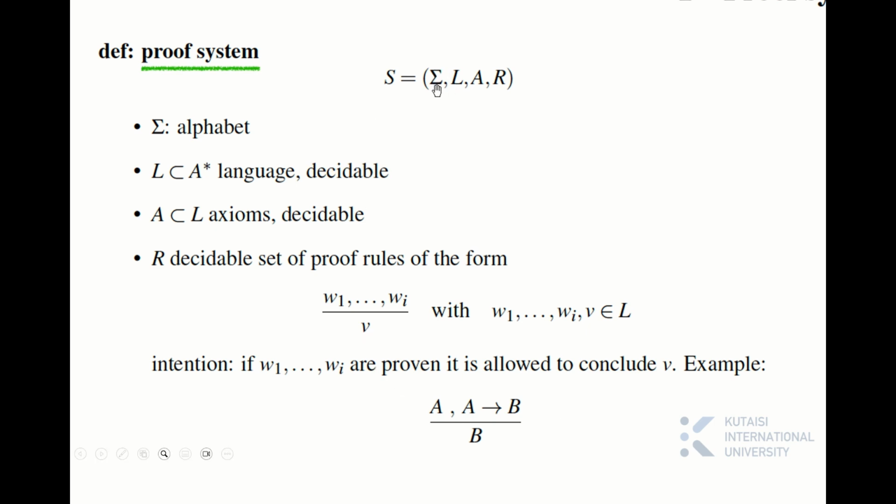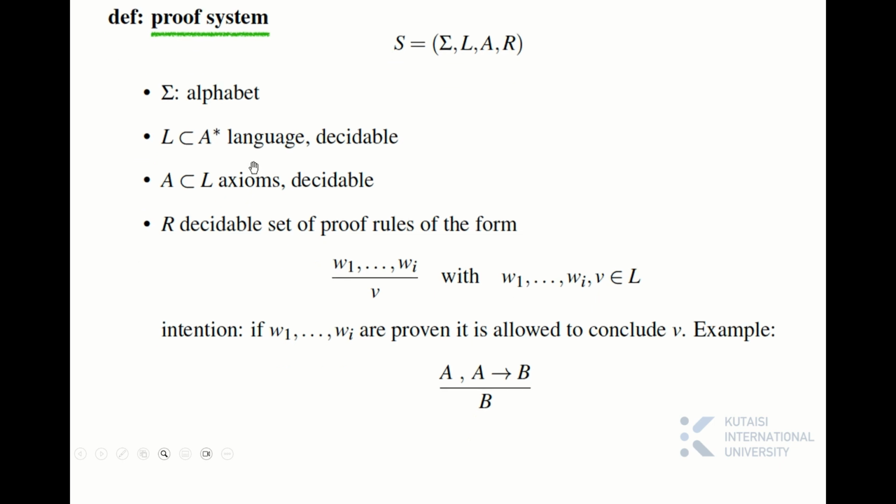So my proof system is alphabet, language, axioms, and proof rules. The set of proof rules also has to be decidable, because if I'm not able to say if the rule is there or not, then it also makes no sense. Right? So in general, a decidable proof rule is like: if you have some strings from W1 to Wi, then you have V. Somehow, if you see W1 to Wi, then you can imply V.